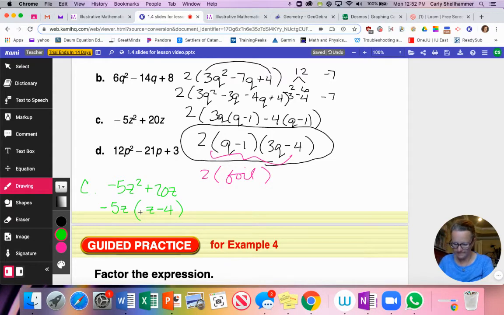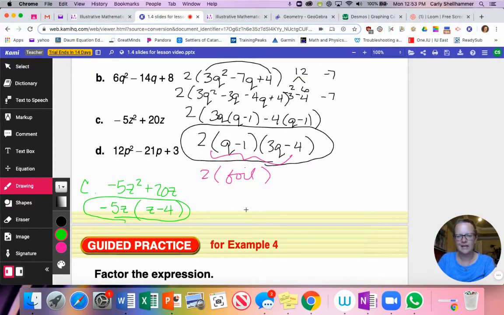C. Let's see. Yeah, that is correct. There's nothing else that I can do. Number 4. All right, so that's your solution to C.